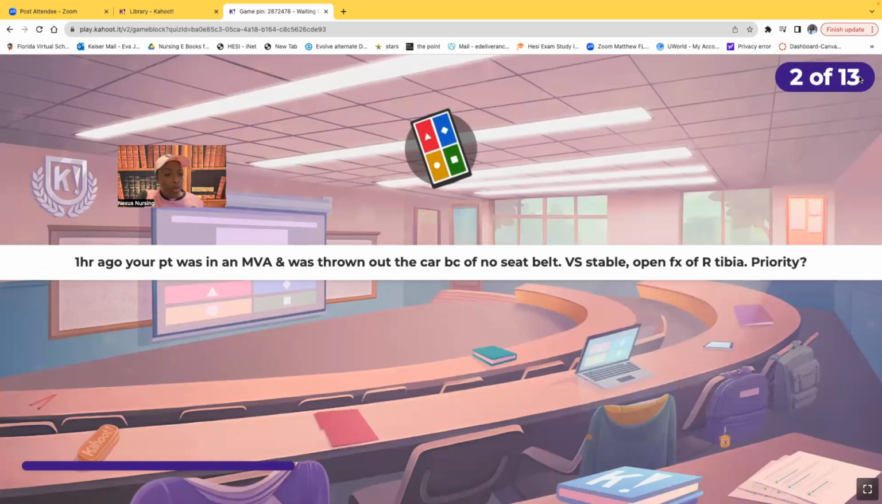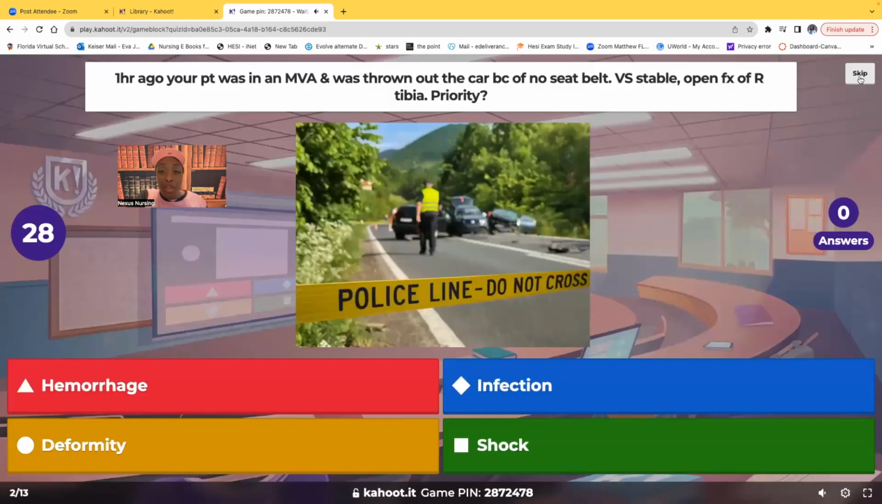One hour ago, your patient was in a motor vehicle accident. They were thrown out of the car because of no seatbelt. Their vital signs are stable. They have an open fracture of the right tibia. What's going to be your priority? Is it going to be to address hemorrhage, infection, deformity, or shock? What is going to be your priority to address?